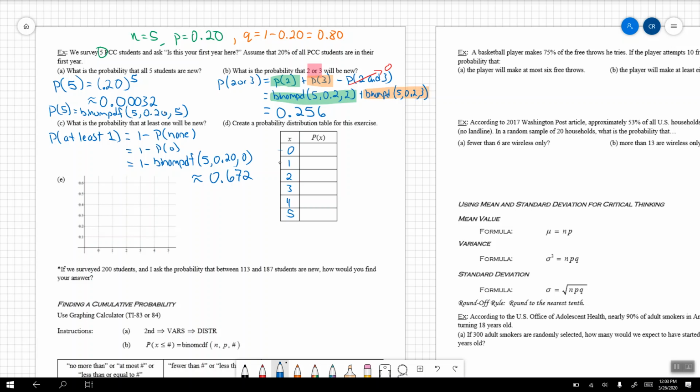Could we have a probability where only 1 out of the 5 is a first year? Sure. Could we have where 2 of them are first years out of the 5? Yeah. So on and so forth, all the way till we get to 5. If we coincidentally select 5 students out of the 5 that we surveyed that are first years, well, then we hit the probability on the head. So let's see if we can figure out what these probabilities are without doing so much work.